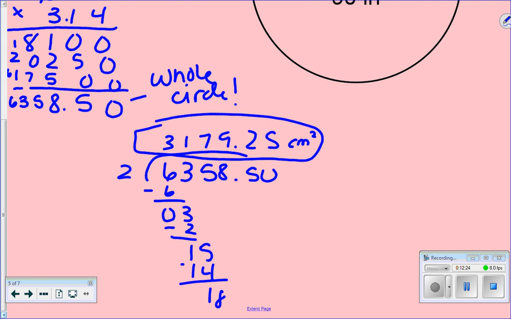You don't have to add it. Nope, don't have to do any adding, because remember, when you did 45 times 45 times 3.14, you found the whole thing. But you really only want half of it. That's why you have to divide by 2.